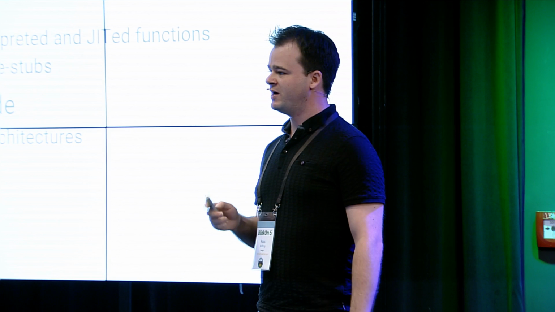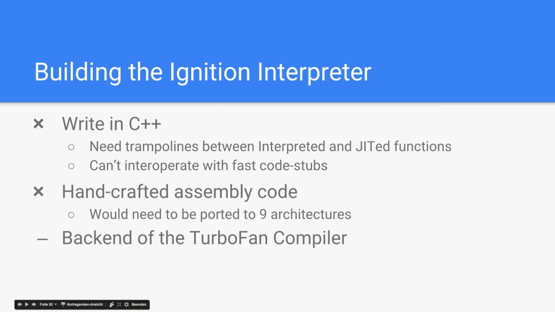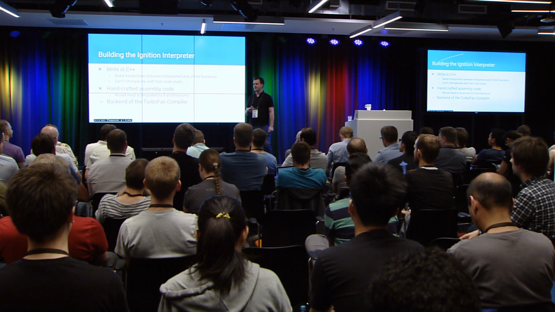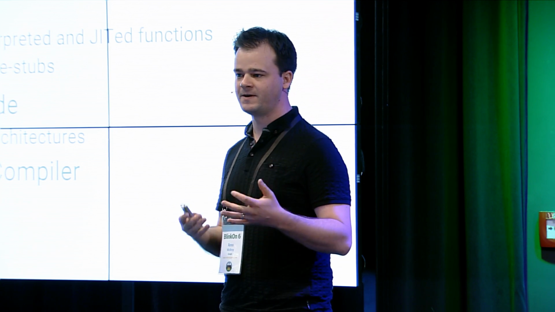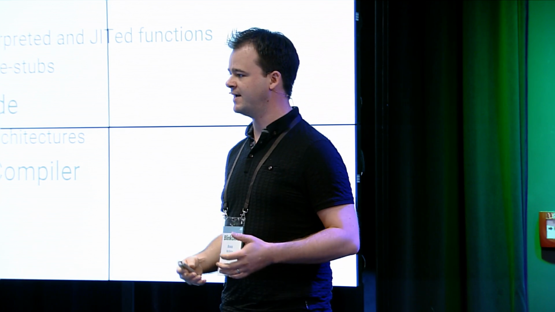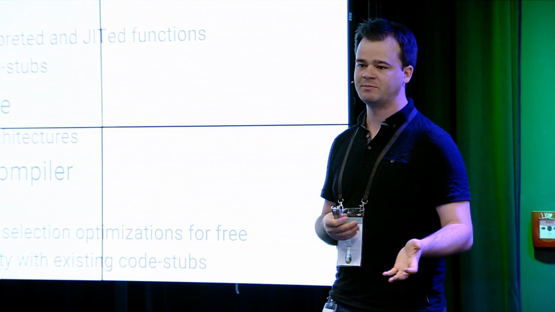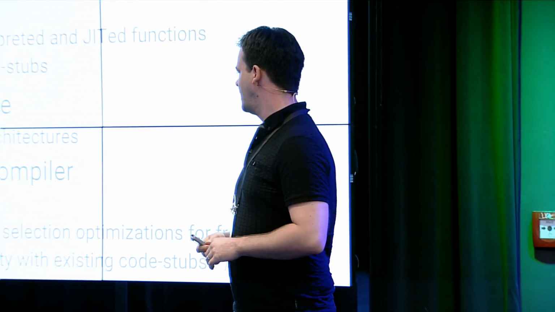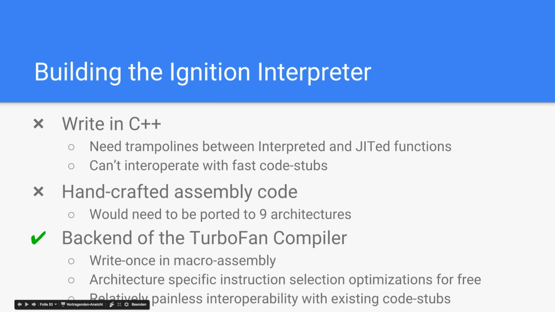Well, we have an optimizing compiler which generates fast code for each of these architectures, the TurboFan compiler. And it actually has a pretty nice interface that looks a bit like an assembler. It's a kind of macro assembler. And you could kind of squint and think it looks like you're writing hand-coded assembly. But then you write it once, and it'll generate assembly for each of the architectures. So you have this write once assembly, which is great.